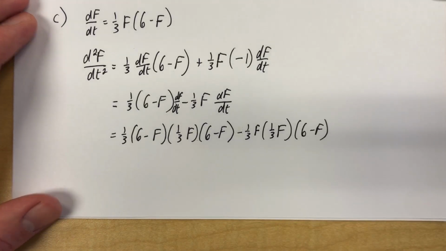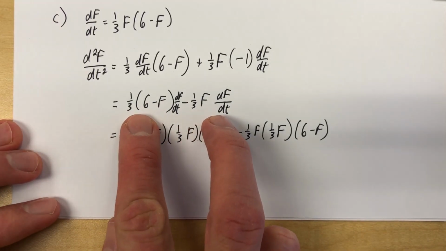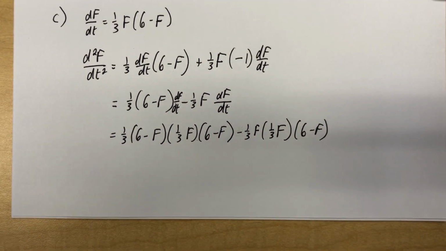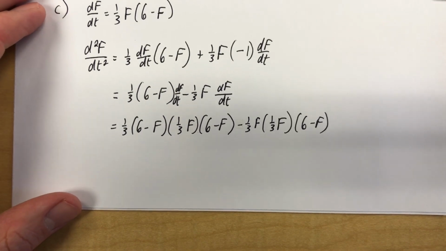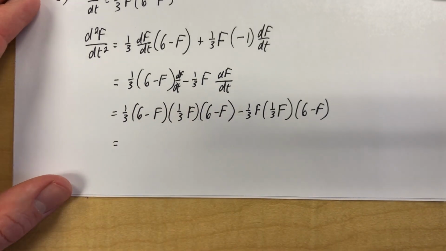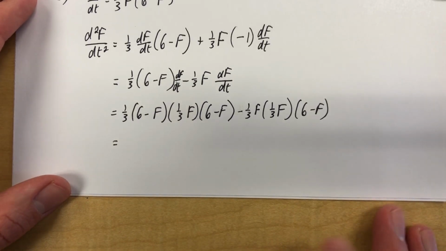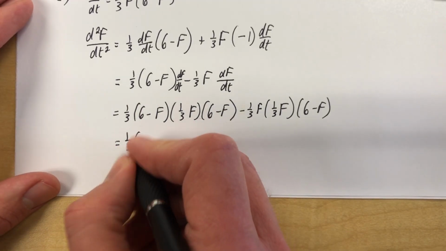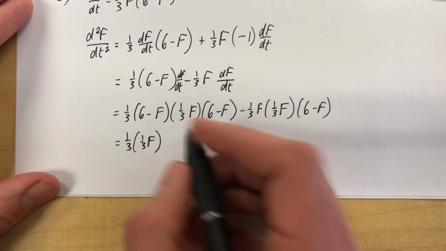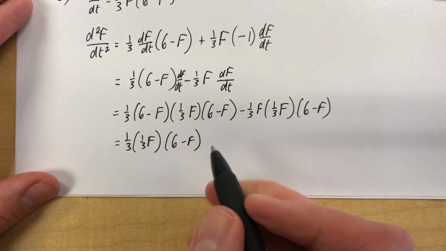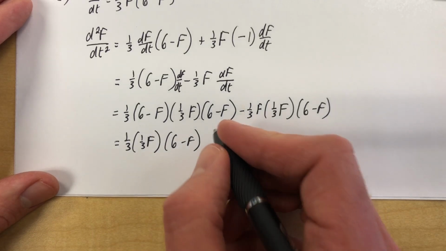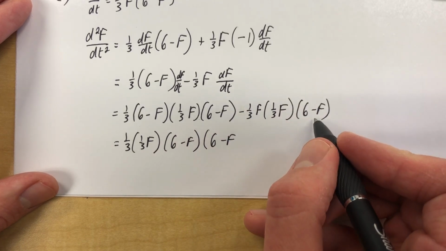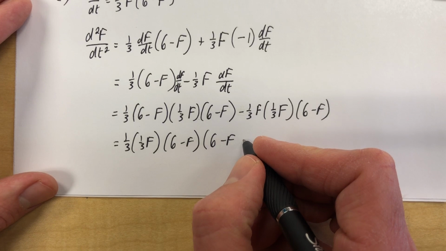When I worked this one out myself, what I did was factor out a 1/3 dF/dt from both of those. It works out beautifully. I don't know why I didn't do it this time, but it's all going to work out in the end. This is a little bit sloppier than I have done in the past, so let's just keep going with it. Let's factor everything that factors. Both of these terms have a 1/3, they both have an F, and they both have a 6 minus F. And this term has a 6 minus F.